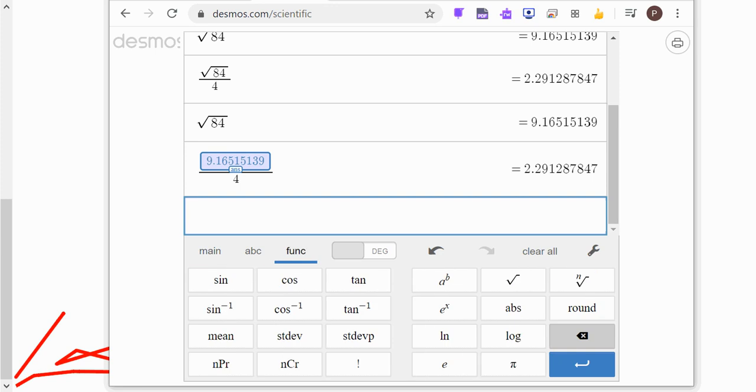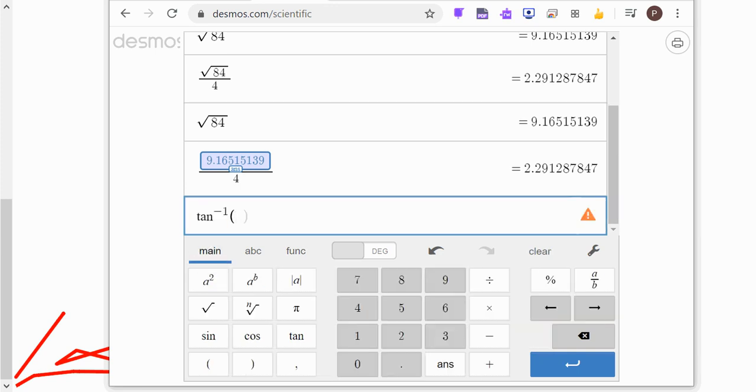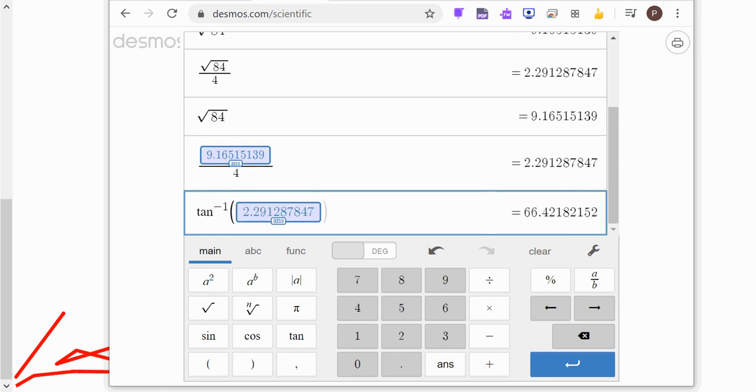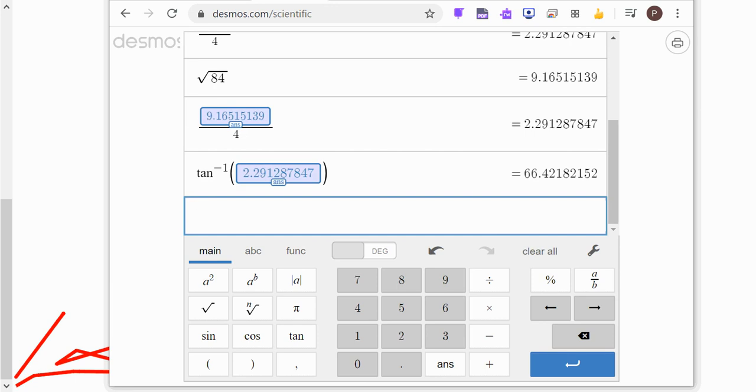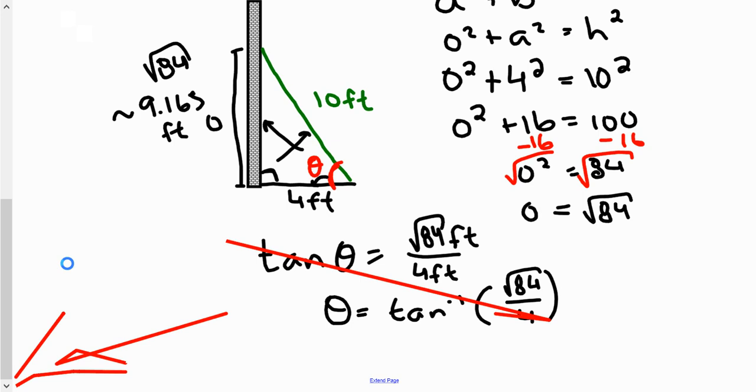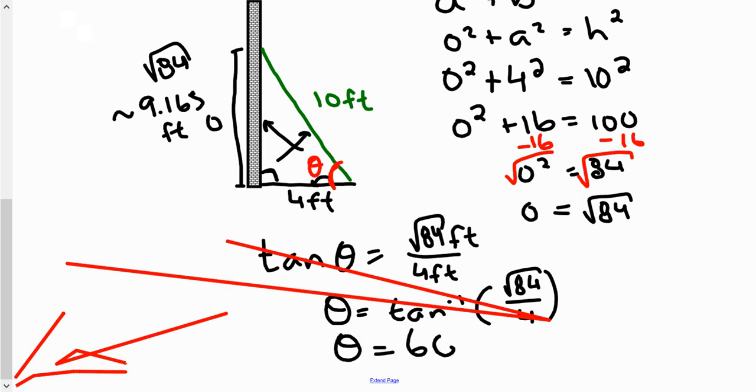And then I need to take the inverse tangent. So I find my tan inverse, where I hit second tan if I'm on a graphing calculator, of that same answer, that 2.29. That's telling us the tangent ratio. That 2.29 tells us that the opposite side is 2.29 times bigger than the adjacent side. And the angle that makes that ratio true looks like it's 66.4. So theta equals 66.4 degrees.